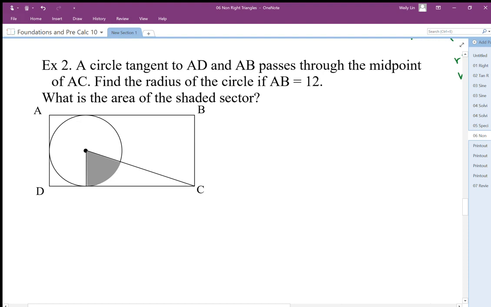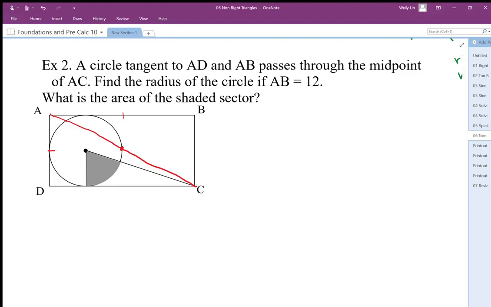Circle tangent, okay. So this is going to be drawn like this. Okay, so AC. And that tangent circle passes through the midpoint, so halfway here and halfway here. So it says find the radius of the circle as AB is 12.